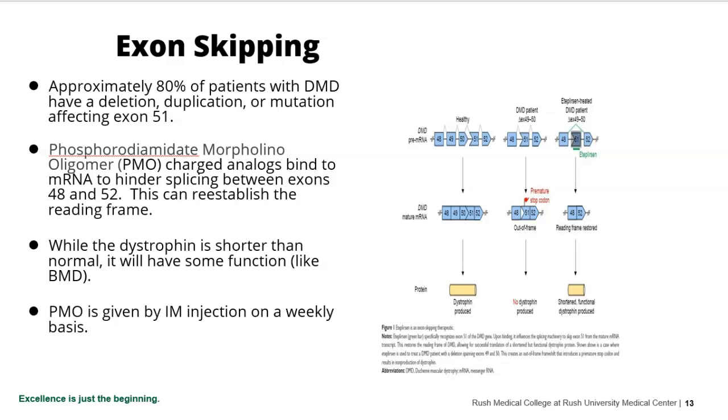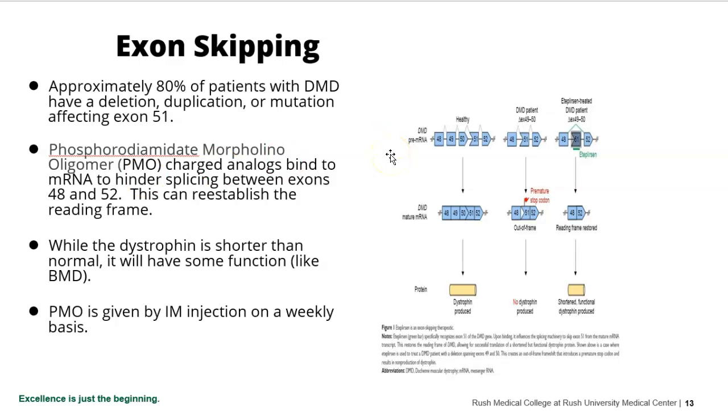80% of patients with Duchenne's have a deletion or duplication affecting exon 51. Remember I said there's 79? This one right here is the most common. The phosphorodiamidate morpholino oligomers, or PMOs, charged analogs, bind to the mRNA. So this is how we do exon skipping.